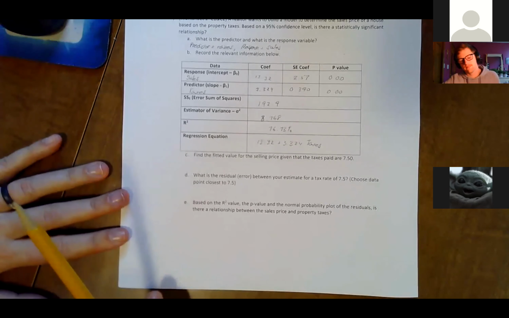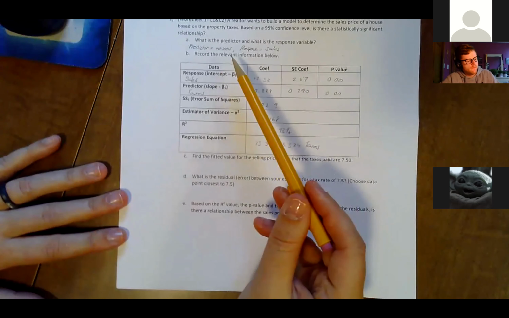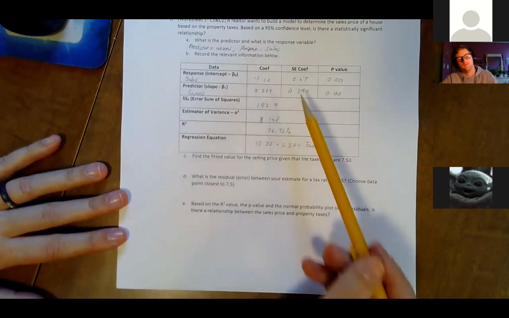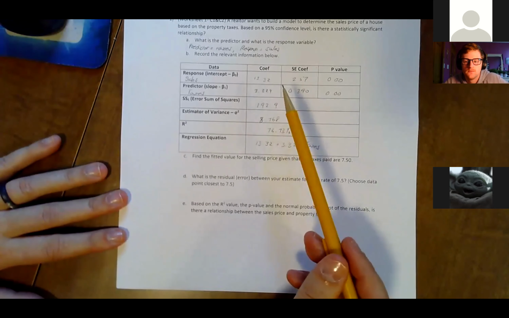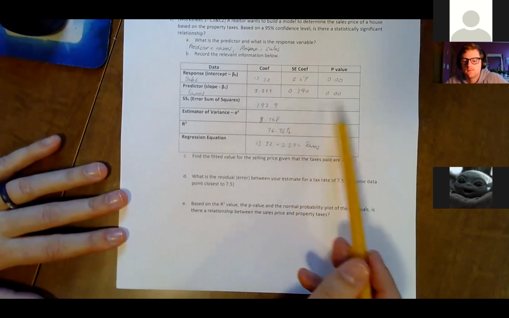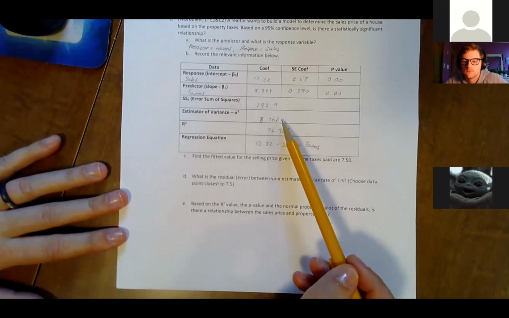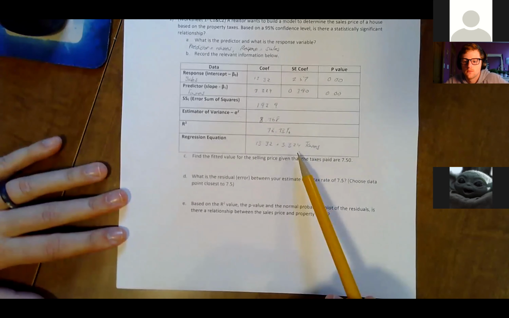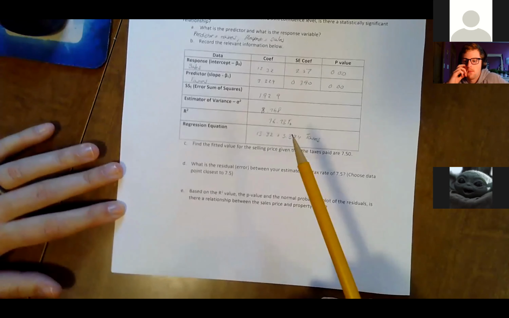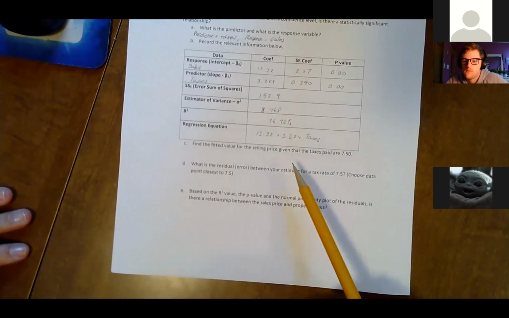Thank you, Evan. Okay, so I've filled this out. I have a predictor, which is my taxes, my response, which is my sales, and now I've filled in my y-intercept and my slope information. All of this was straight from the table. I've put in my sum of squares error, the estimated variance, my r-squared, and I have my regression equation. And so the next question I ask is: find the fitted value for the selling price given that the taxes paid are $7.50.